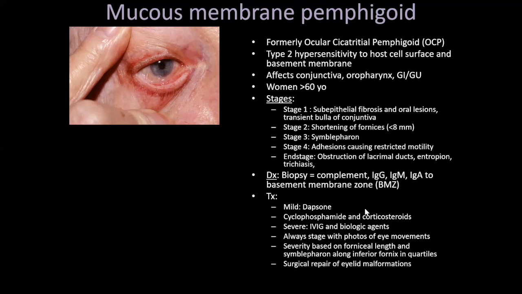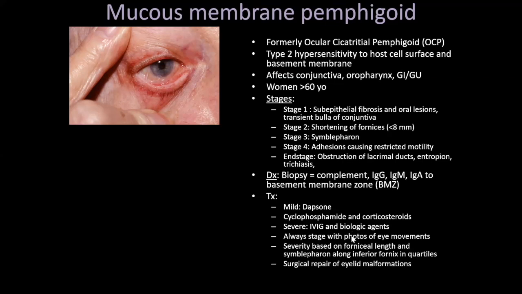So depending on the stage, for mild conditions, we treat with dapsone. For very severe forms, we use immunosuppressants, cyclophosphamide and corticosteroids. And for very severe disease, we give IV immunoglobulins and biologics. So we stage, and based on the stage, we initiate the appropriate line of treatment.